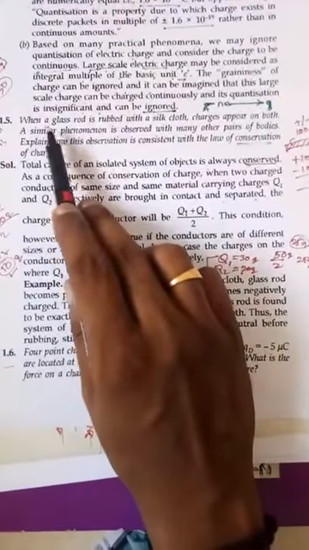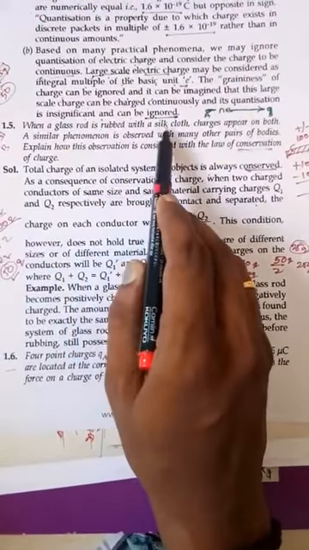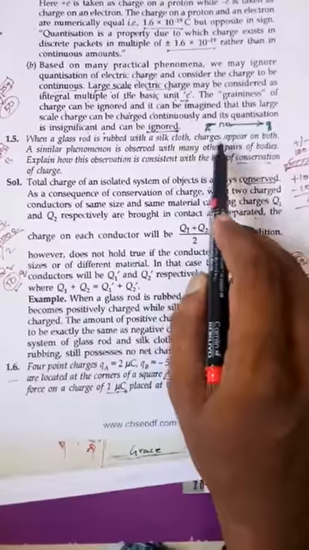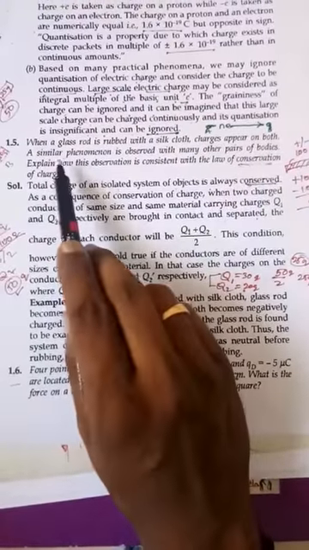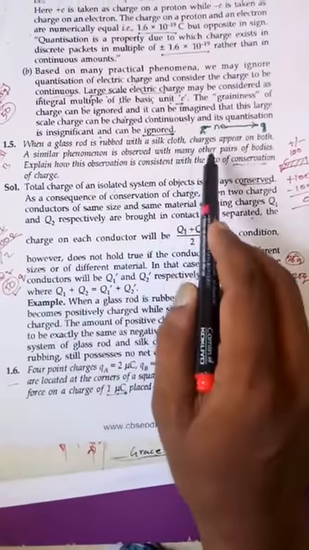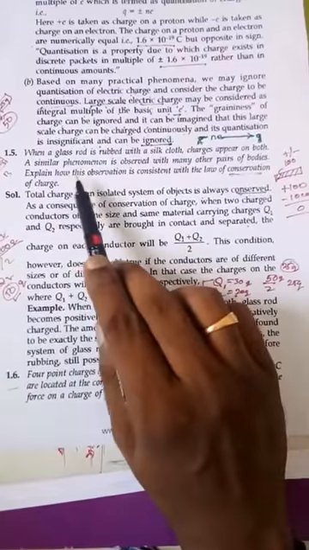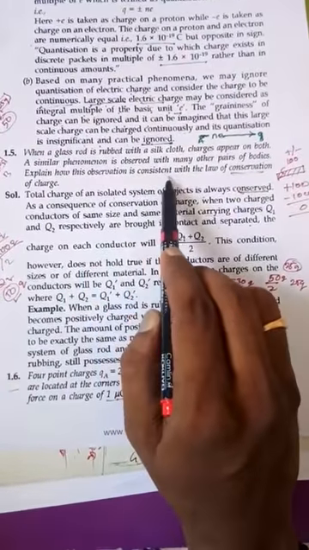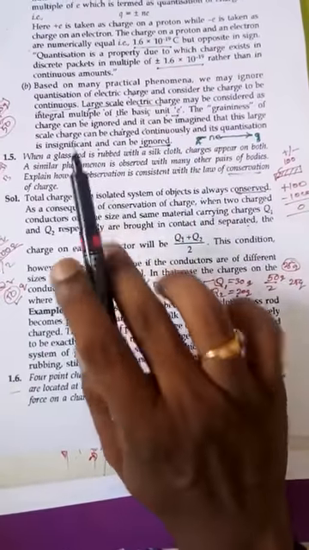Question number 1.5. When a glass rod is rubbed with a silk cloth, charges appear on both. A similar phenomenon is observed with many other pairs of bodies. Explain how this observation is consistent with the law of conservation of charges.